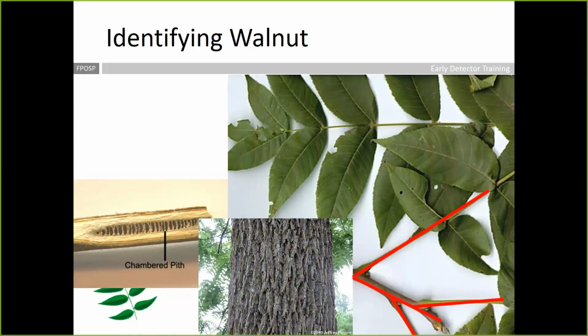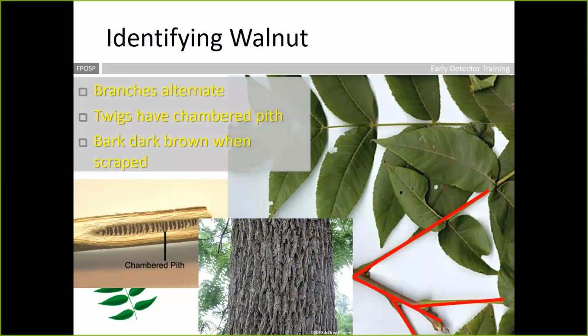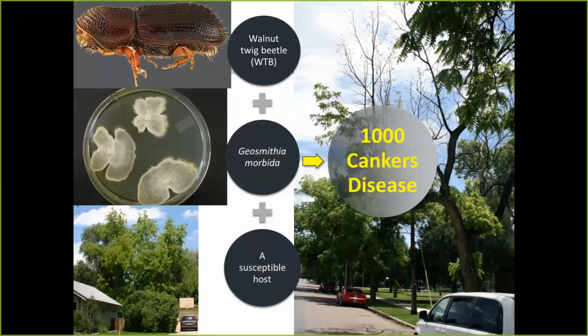Okay, so that's really, really important, because remember I told you that story earlier about the fellow who misidentified his walnuts as ash and his ash trees as walnuts, and he thought that he had thousand cankers disease because he saw a rapid decline of what he thought were black walnuts, but in fact they were actually ash trees. Okay, so what's thousand cankers disease?